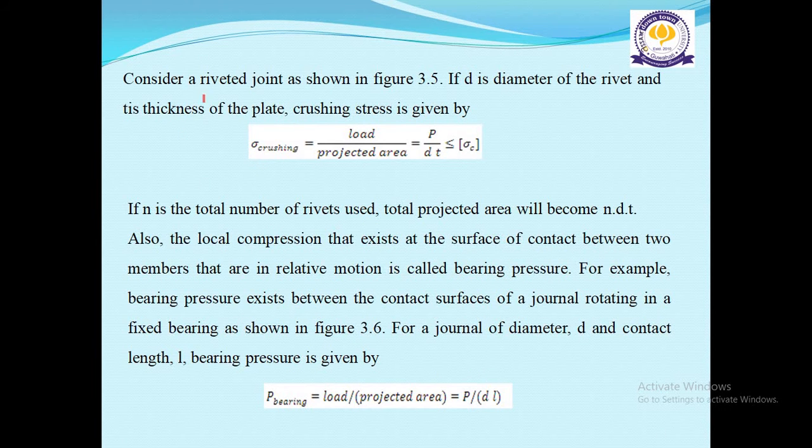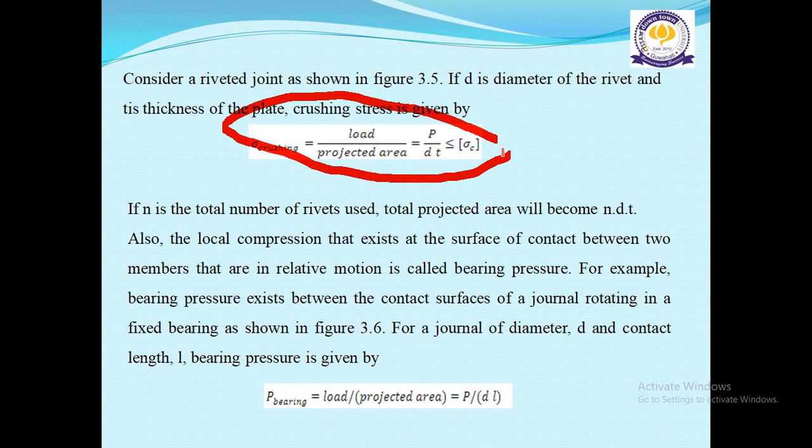Consider a riveted joint as shown in the figure. If D is the diameter of the rivet and T is the thickness of the plate, crushing stress is given by sigma crushing is equal to load by projected area, which is equal to P by dt, which is less than or equal to sigma C. If N is the total number of rivets used, then the total projected area will become N into D into T.